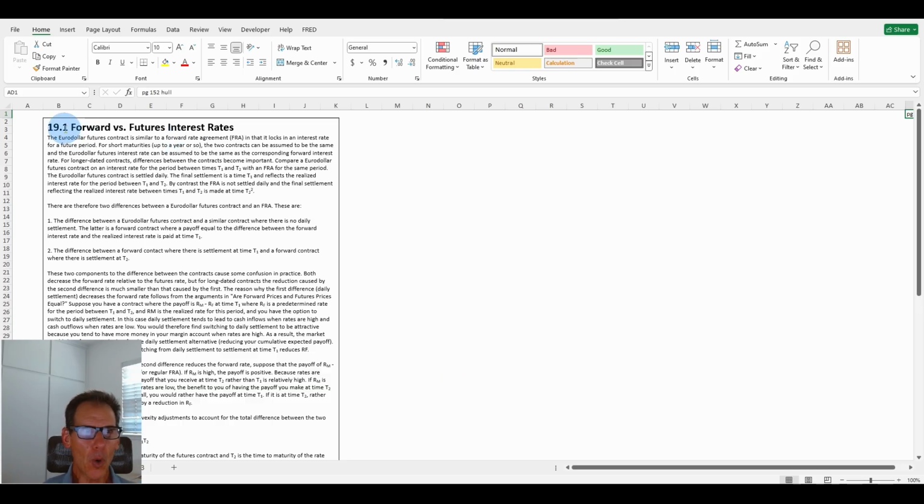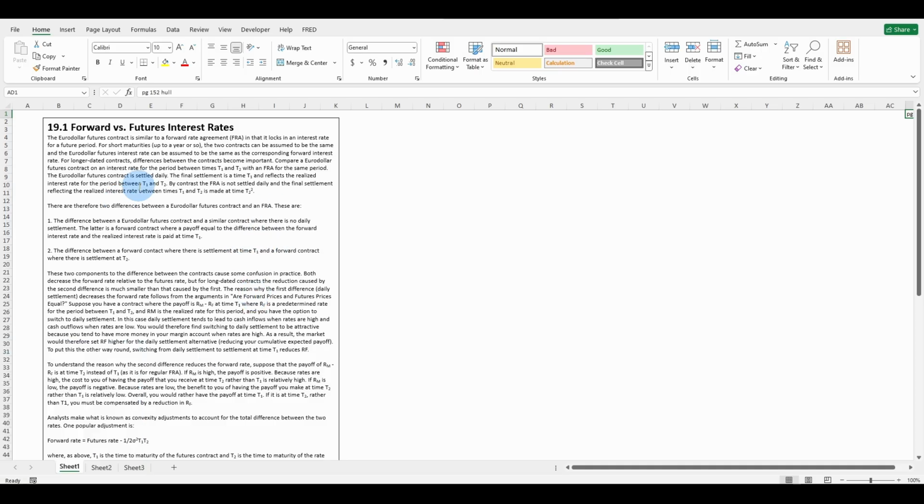We were discussing forwards versus futures. And I said, be patient, I'll get the answer to you. Well, here's the answer. Maybe this will clarify. We have forward versus futures interest rates as opposed to commodities. So we're going to look at this in terms of the investment side.